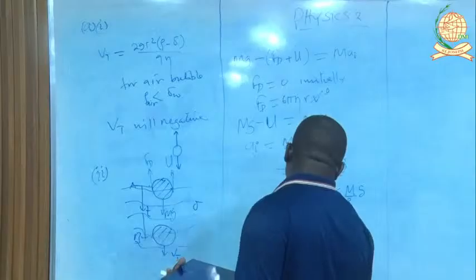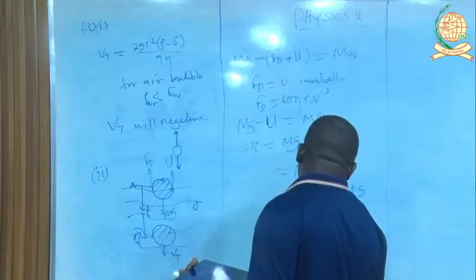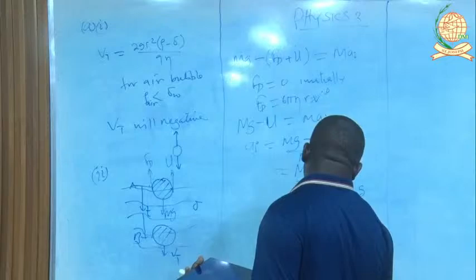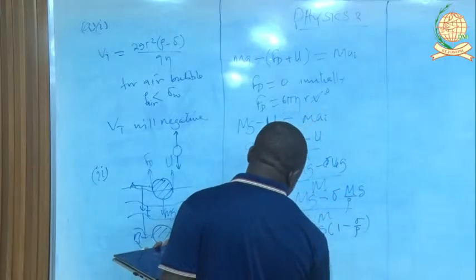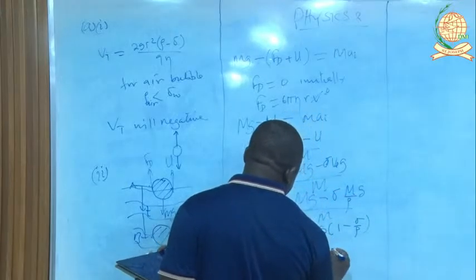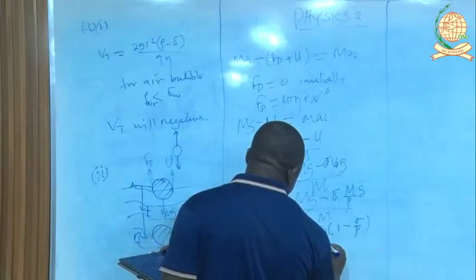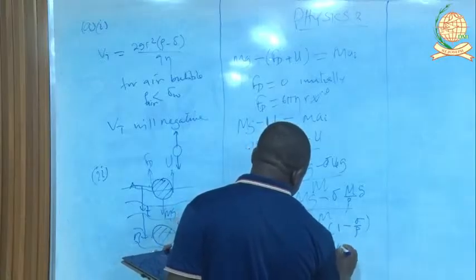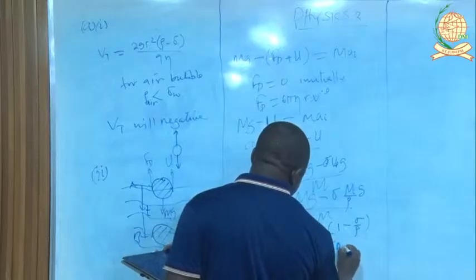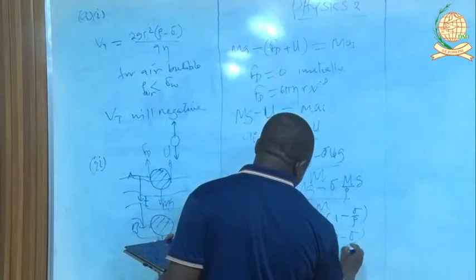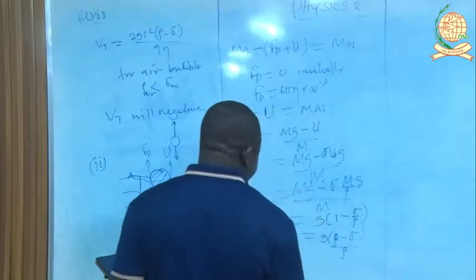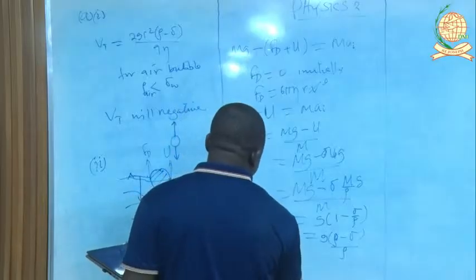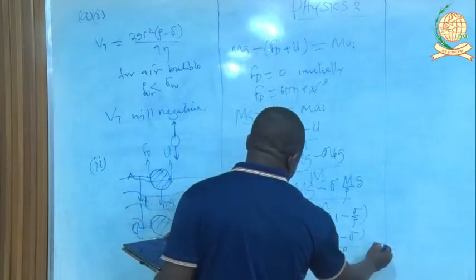What remains is g bracket 1 minus density of the fluid over density of the solid. If you like, you can just write g bracket density of the solid minus density of the fluid over density of the solid. That is the initial acceleration. We call it equation number 1.